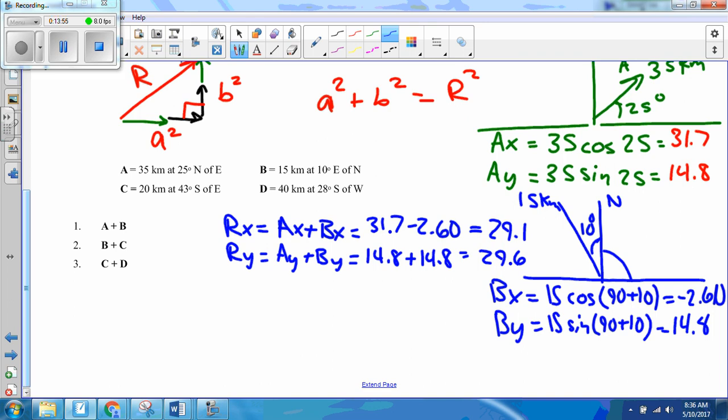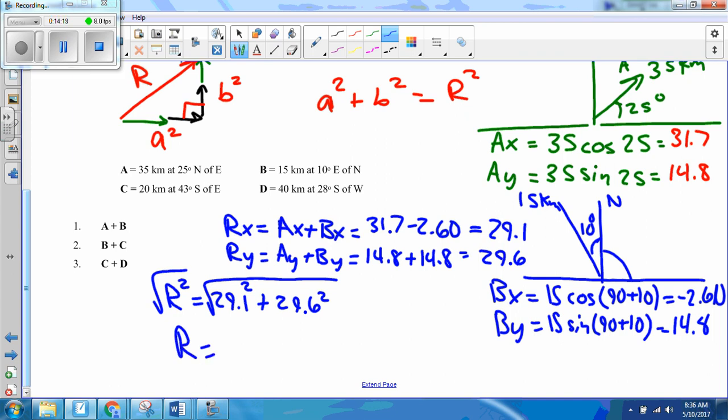Okay. Now we plug in r squared. The a squared is the rx, so it's going to be 29.1 squared. Plus the b part would be the y part, the ry. It'll be 29.6 squared. And you know we got to take the square root of both sides to get r by itself. So 29.1 squared plus 29.6 squared. And then take the square root. We get 41.5, which rounds to 42 kilometers.